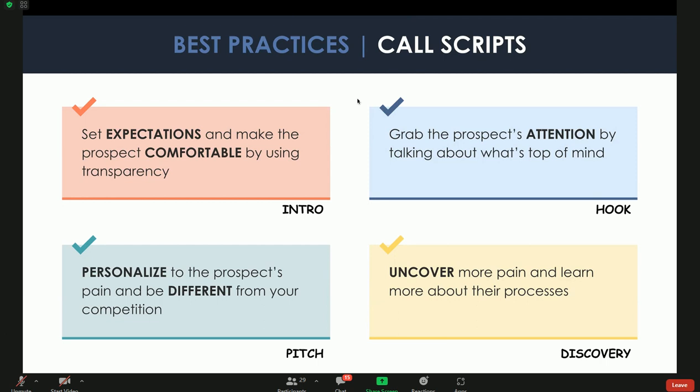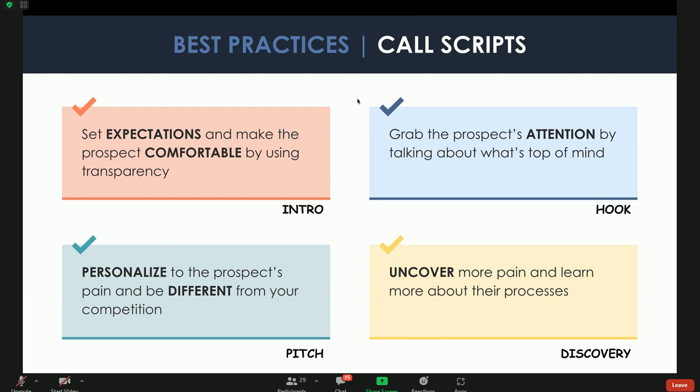Then you go into the hook. Got to grab their attention, and you got to talk about something that's top of mind for them. You guys understand it, right? You talk to your personas all day, every day. You solve a problem that they're at least willing to hop on demos for and book time with you to learn more.